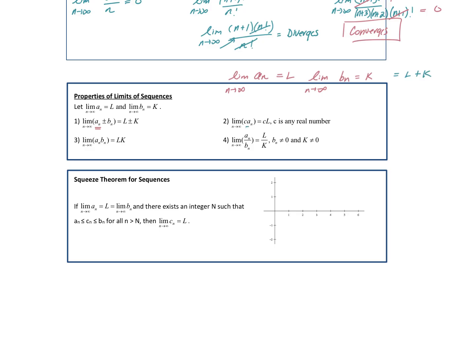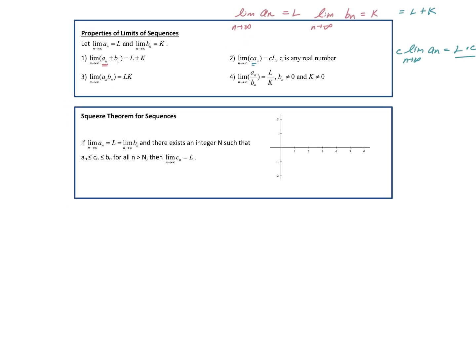So for number 2, this is saying some constant times a sequence, I could take out the constant. We could do the limit as n goes to infinity of some sequence. If I get a value, I can take that value and multiply it by this C.